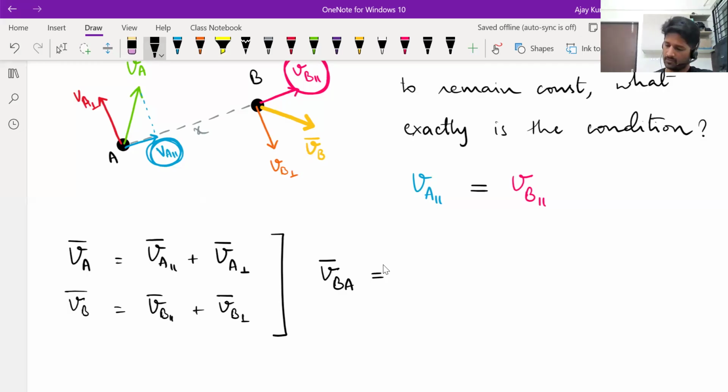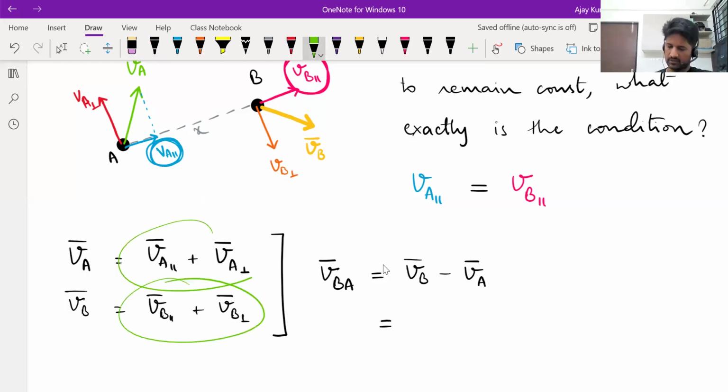VB minus VA. Total velocity of B minus total velocity of A. Now, if you subtract the VB vector and the VA vector, VB parallel and VA parallel are the same. Okay, we are considering a rigid body. We are deriving the condition for a rigid body. VB parallel is the same as VA parallel. So when you do VB minus VA, those components will get cancelled.